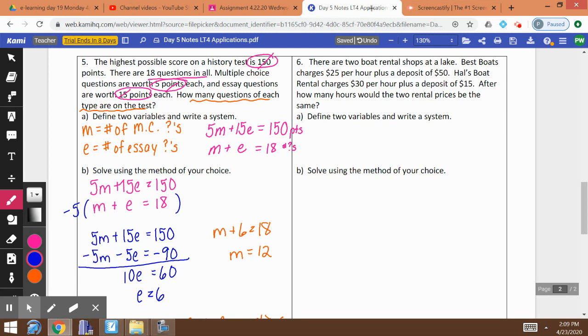Okay, so this one is one that you kind of got to think about independent versus dependent. What depends on what?